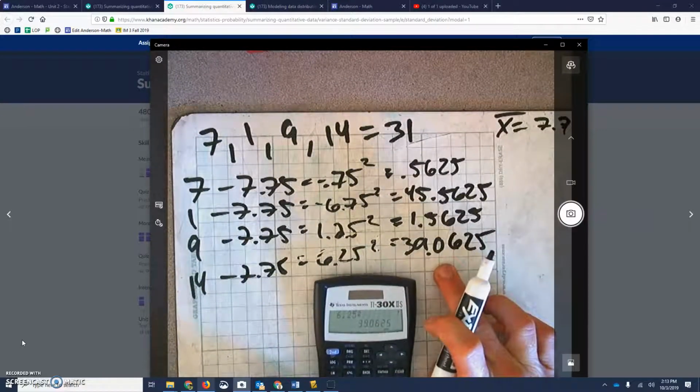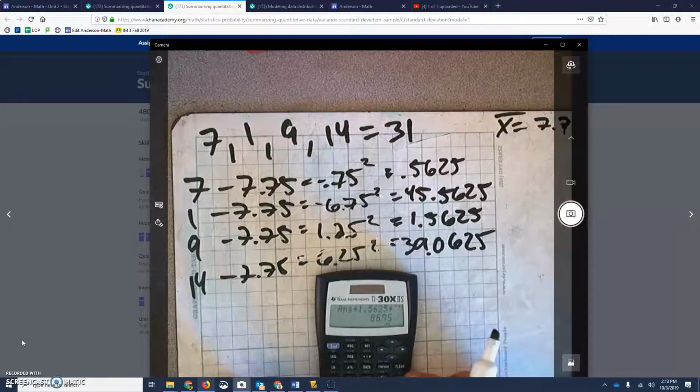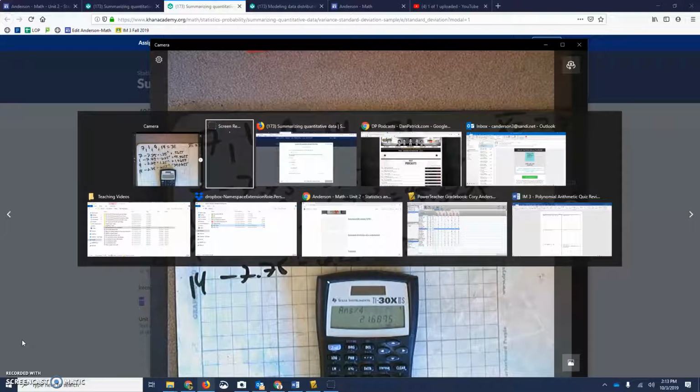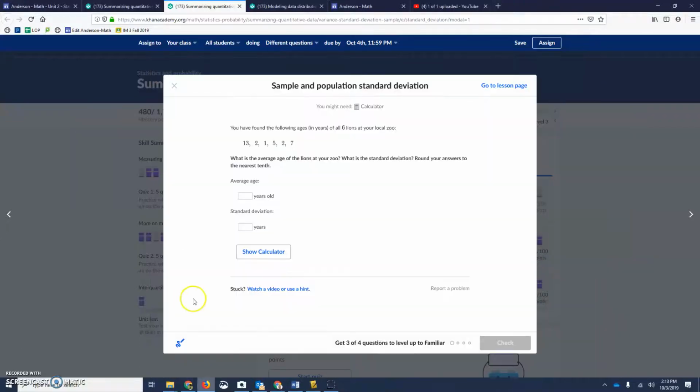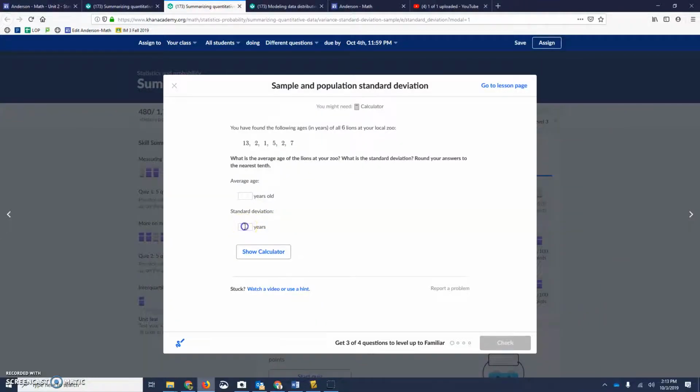So 39.0625 plus 1.5625 plus 45.5625 plus 0.5625. So all four added up together is 86.75. We're dividing by four numbers, and we get 21.6875. I believe we are rounding to our hundredths. No, tenths. Okay. 21.6 up to a 7, because this is an 8, which is bigger than 5. So 21.7 is our variance.